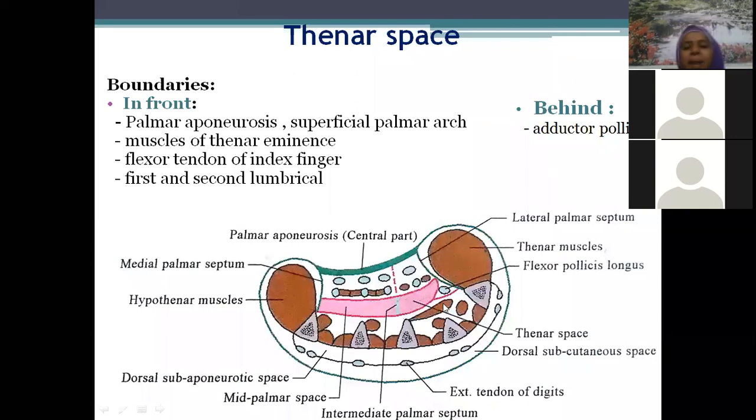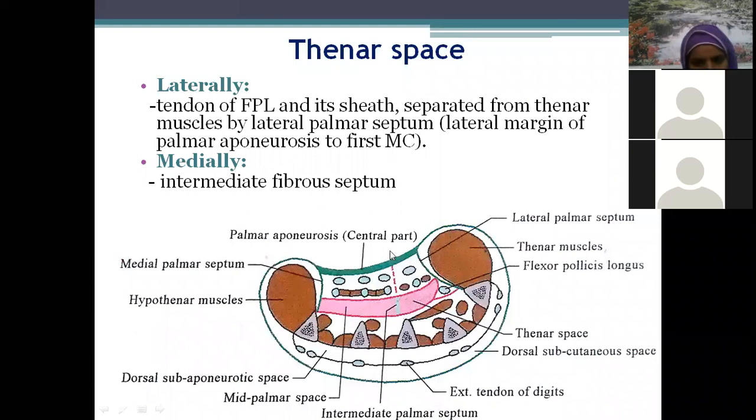Palmaris brevis is found within the superficial fascia on the palmar aspect on the medial side, in the hypothenar compartment, not thenar. No problem. If you talk, you will learn more. Mistakes make us remember more, so it's okay even if you say it wrong. So which is the lateral boundary?